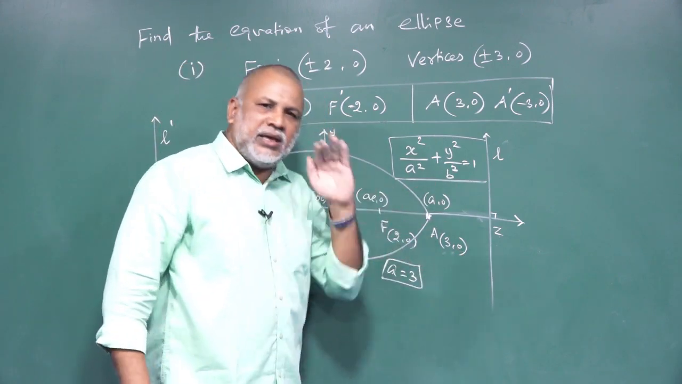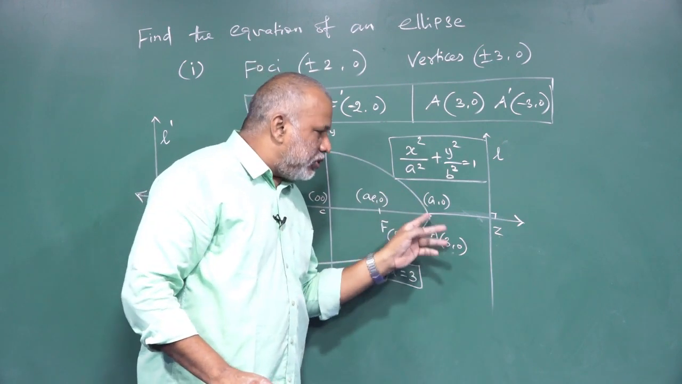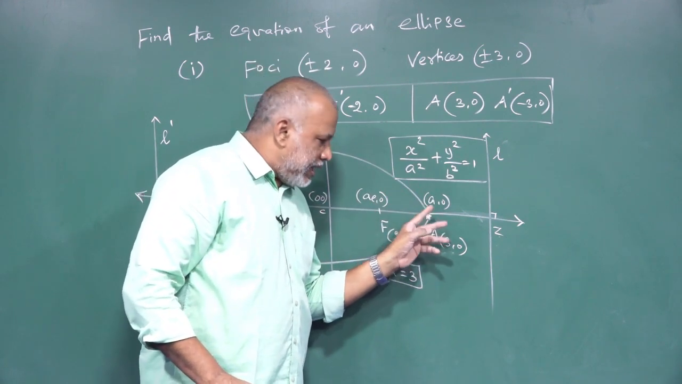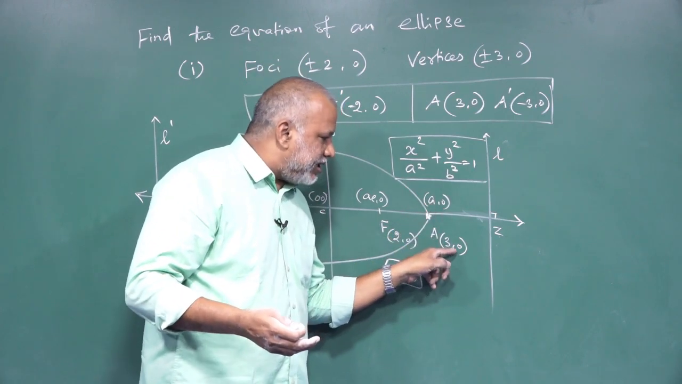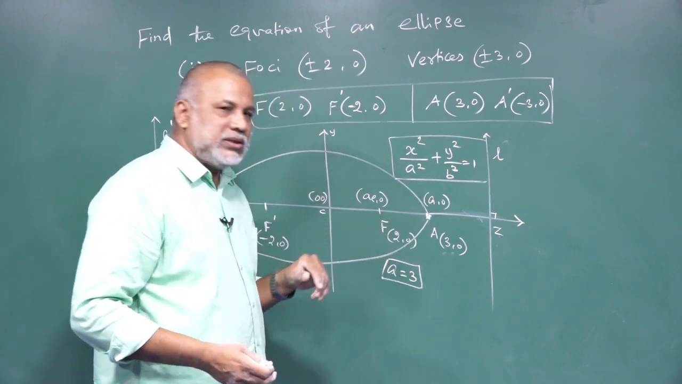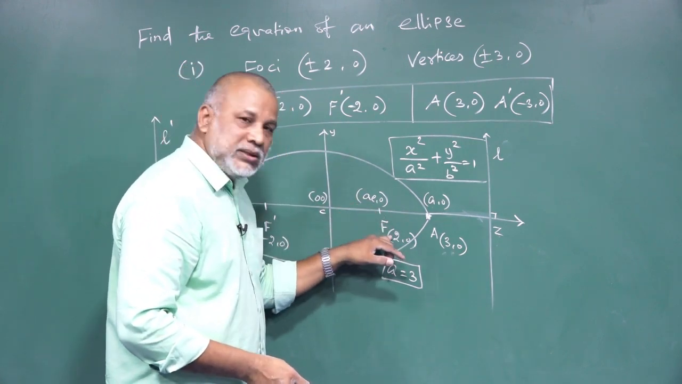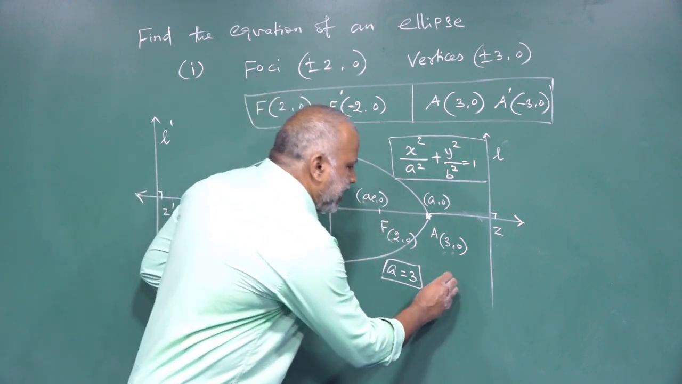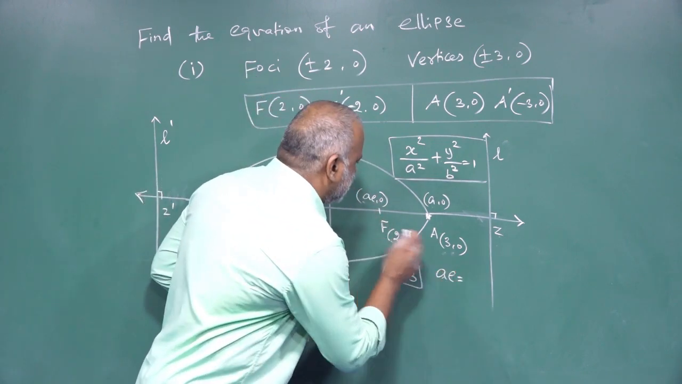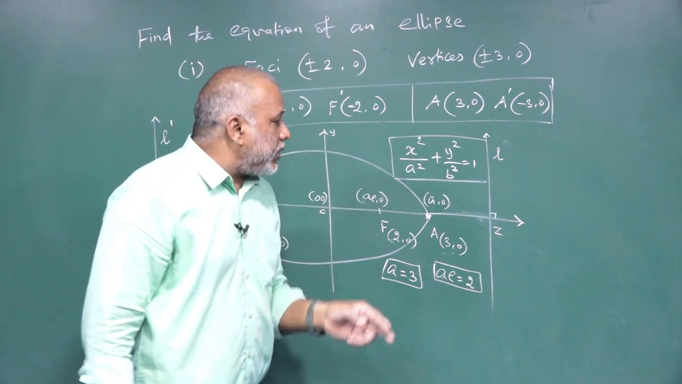Just a comparison. If you get your basic knowledge, you are able to study comparatively. The value of a in the standard equation is a, 0. Here the given data is 3, 0. Then comparing, a equal to 3. In the standard equation, ae, 0 is 2, 0. Therefore we can say ae equal to 2. We need b squared.